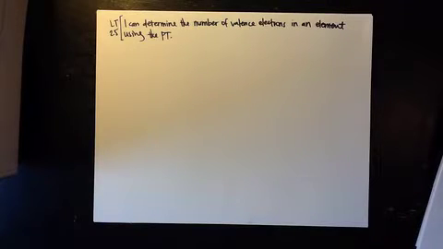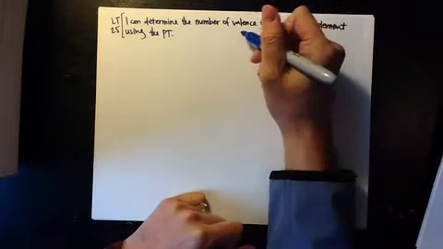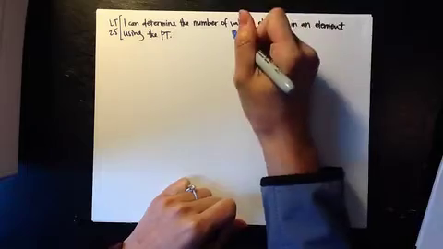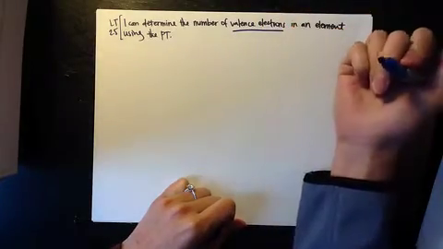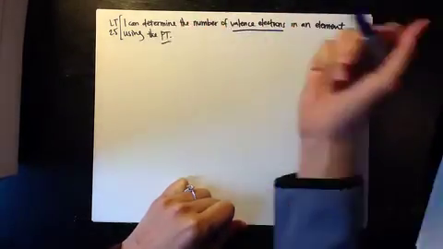Learning target 2.5: I can determine the number of valence electrons in an element using the periodic table. All right, easy stuff here. Reason why? We're talking about something called valence electrons, and we're talking about the periodic table.